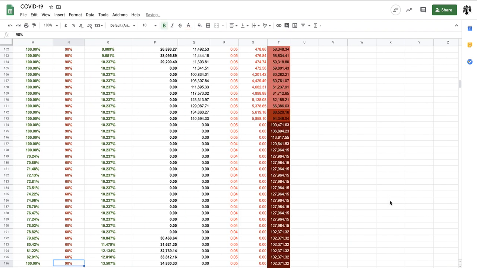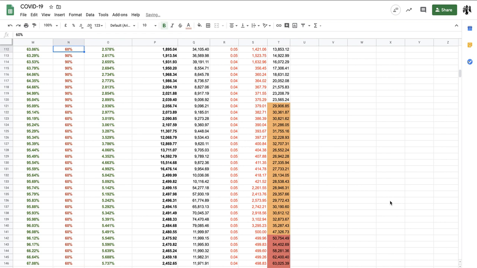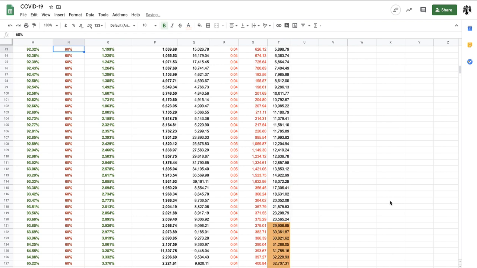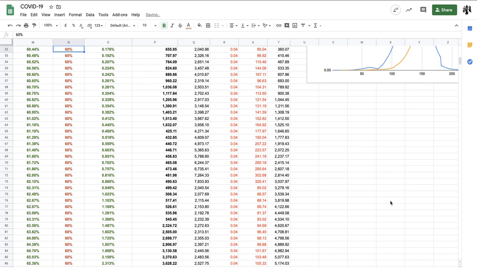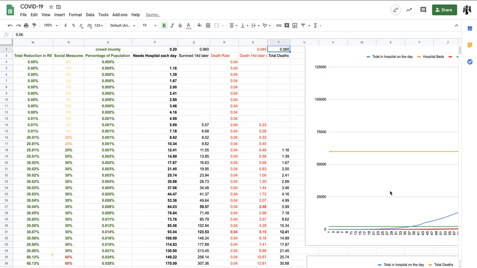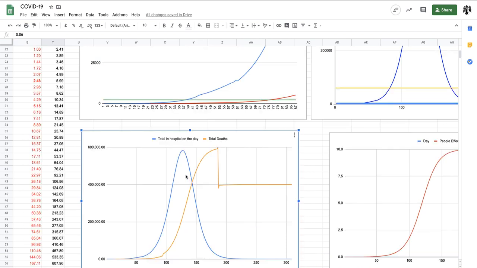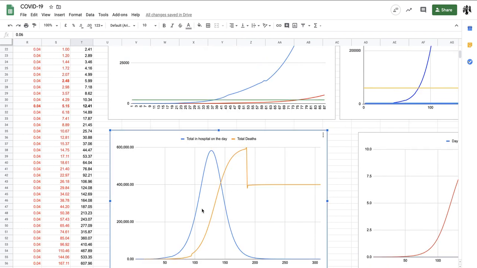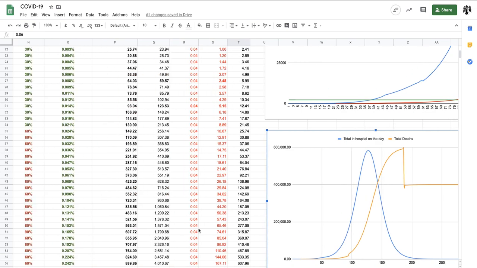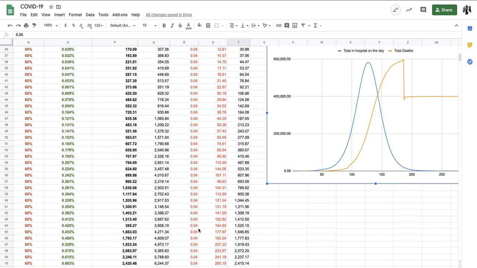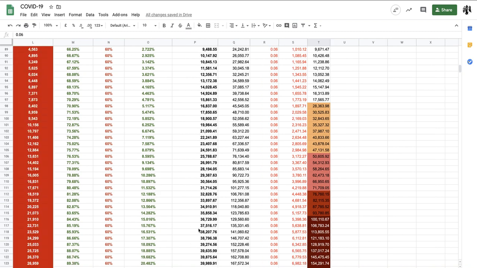So if I undo some of these changes, this death toll is up to 500,000 people. But the key thing is not to get into this key area of death rate.